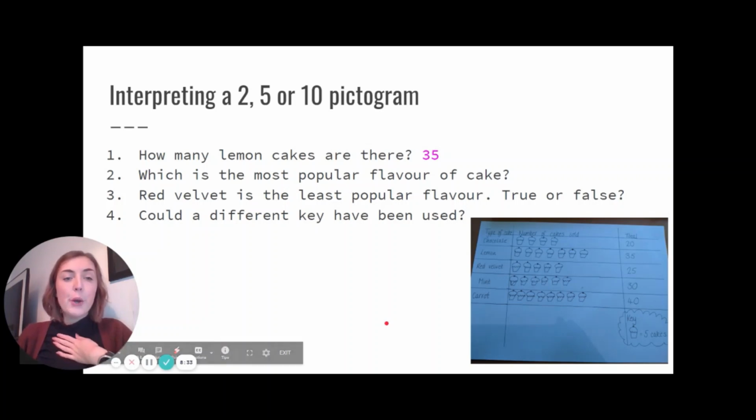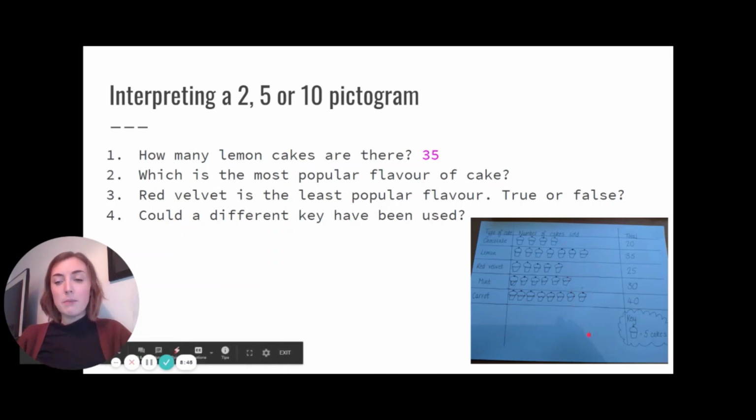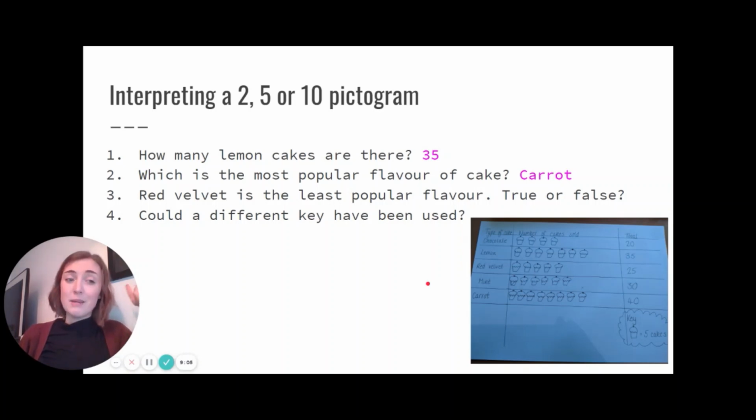Question number 2. Which is the most popular flavour of cake, the one that sold the most? Pause, look at yours or look at mine. So on yours, maybe you could just see that on one you had drawn more. On mine, my drawings got a little bit squished together, but luckily I wrote the totals and I can see that the biggest number on my totals is 40. If I go across from 40, I land on carrot. So carrot was the most popular flavour of cake. This is really making me want some cake.